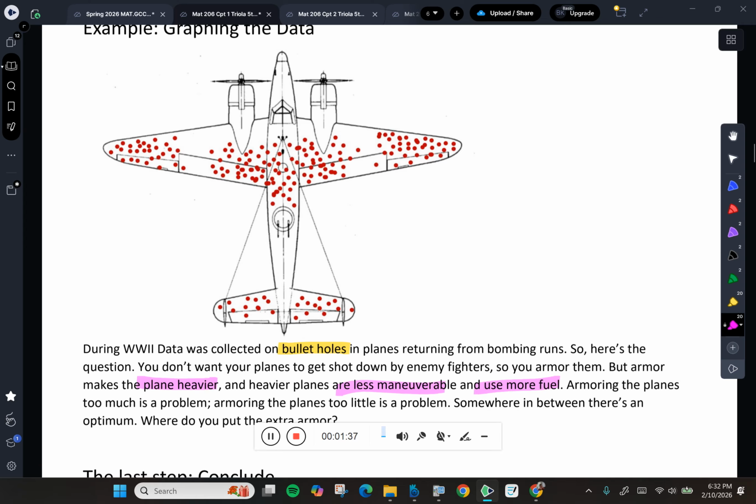Right? So I've got data and I graphed my data, but my graph of my data is not this kind of thing with X's and Y's. My graph of my data is literally laying the data on top of a picture of a plane and saying, hey, here's what we got. And so then the question was, where do we put the armor?